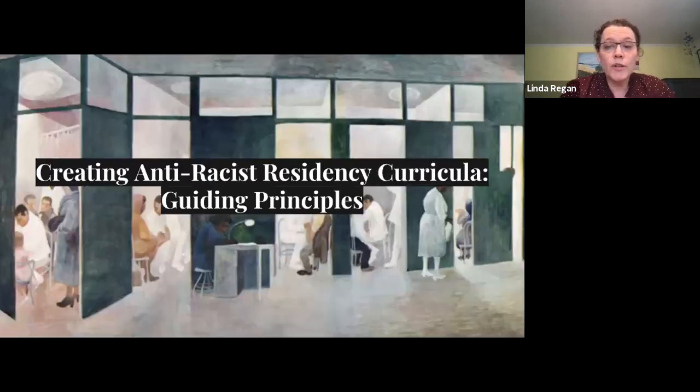We'd like to share with you some concrete guiding principles that we've curated from the medical literature, from best practices from the non-medical literature, and on the basis of our own experiences in engaging in anti-racism education.